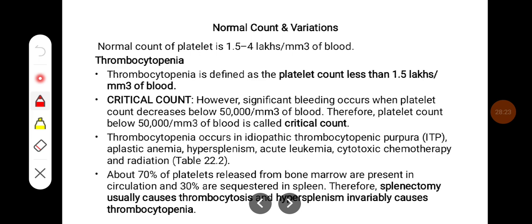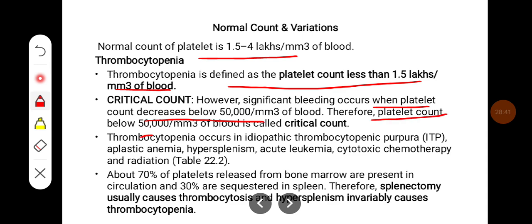The normal platelet count is around 1.5 to 4 lakhs per cubic millimeter of blood. Thrombocytopenia is defined when platelet count is less than 1.5 lakhs. However, significant bleeding occurs when platelet count decreases below 50,000. So, platelet count below 50,000 per cubic mm of blood is called the critical count. Thrombocytopenia occurs in idiopathic thrombocytopenic purpura, aplastic anemia, hypersplenism, acute leukemia, and cytotoxic immunotherapy and radiation.